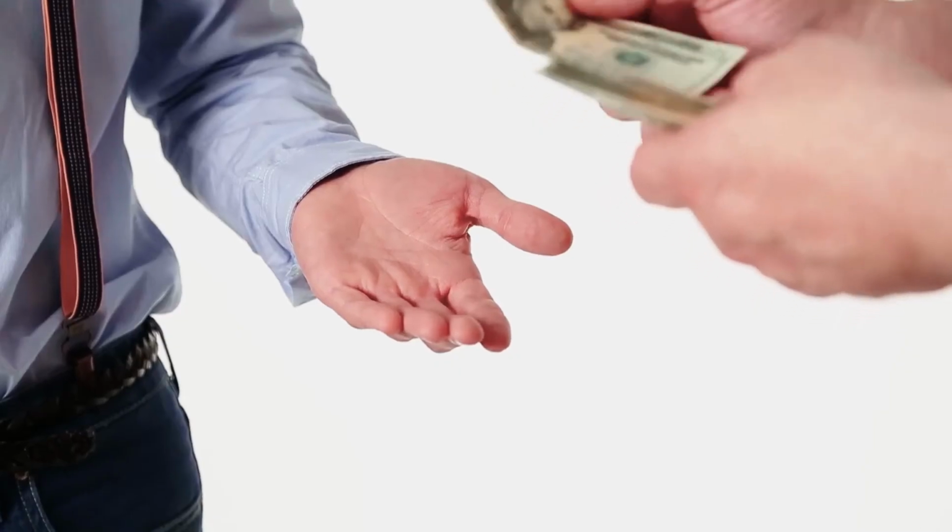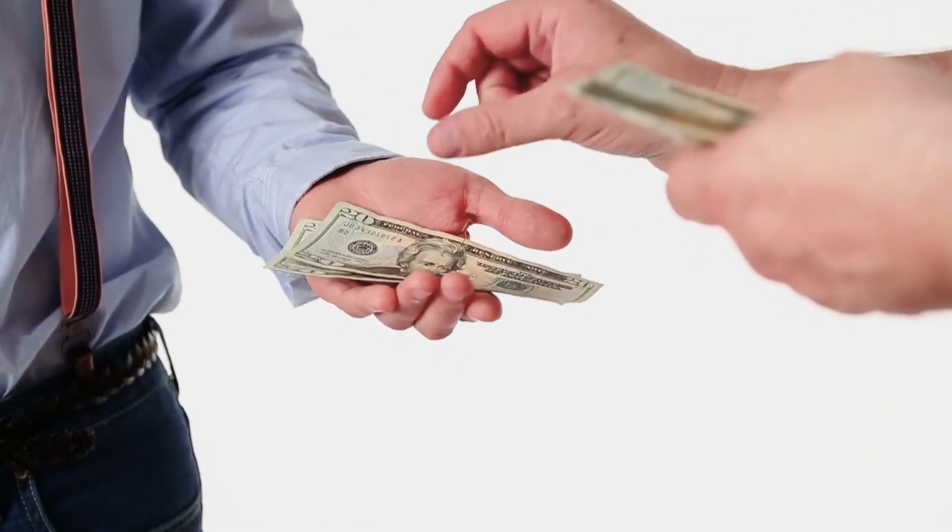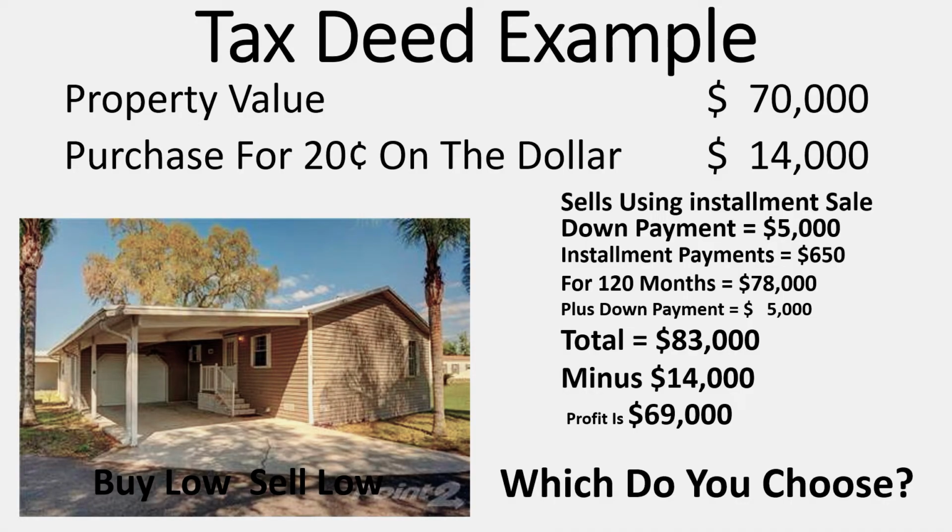So we already know what the value of that property was. We bought it at the auction. We only paid 20 cents on the dollar. Why don't we sell it with an installment sale? Why don't we just do like the bank? Get $5,000 down, I should say, and do installment payments. If you rented that house for $650 a month, that's going to be a great deal for somebody. Someone can now have a place to live for $650 a month.